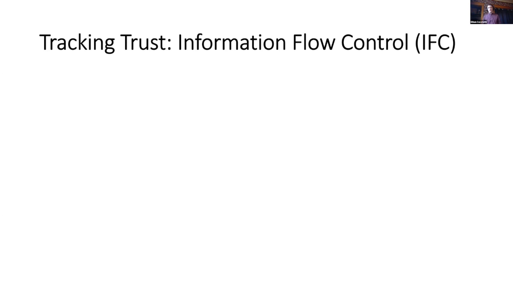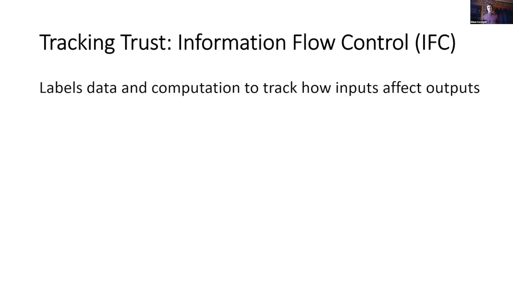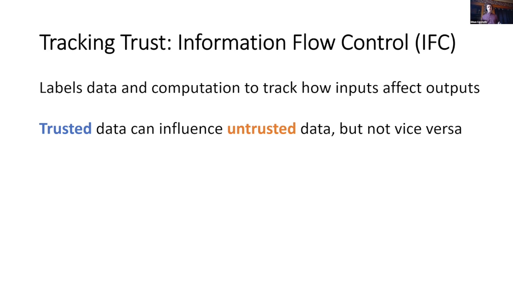But the basic idea is that we want to label data and computation so that we can track how different inputs affect different outputs. In particular, we want to make sure that trusted data within the system can't be corrupted by untrusted data. So the trusted data can influence the untrusted stuff. But if somebody I don't trust is supplying data, is telling me what to do, I shouldn't allow that to influence my trustworthy decisions and my trustworthy data.